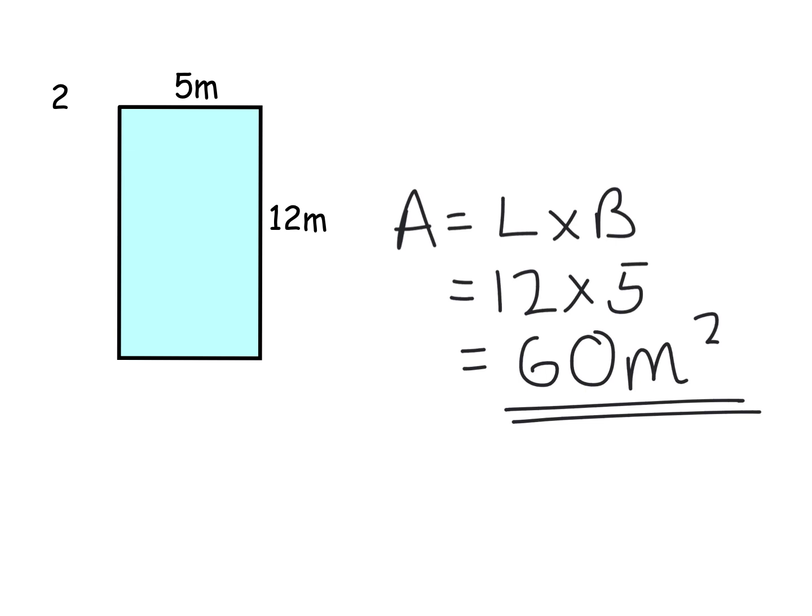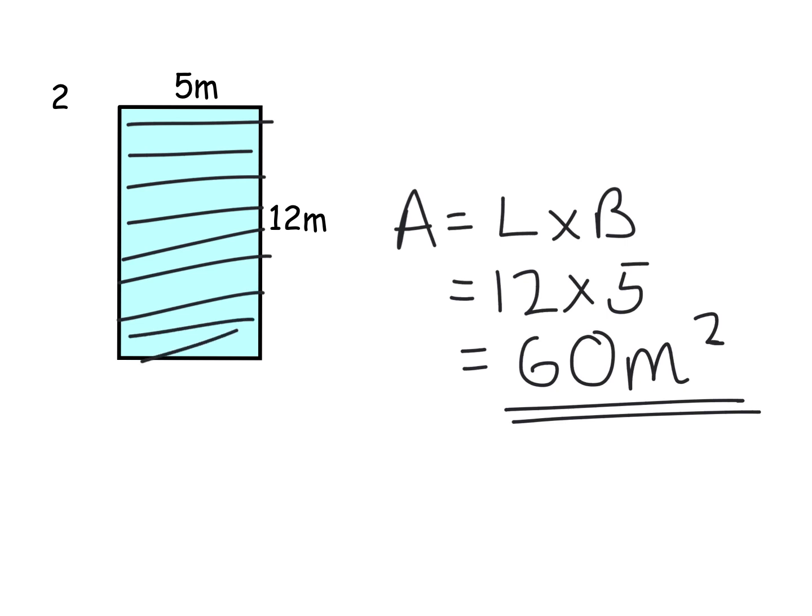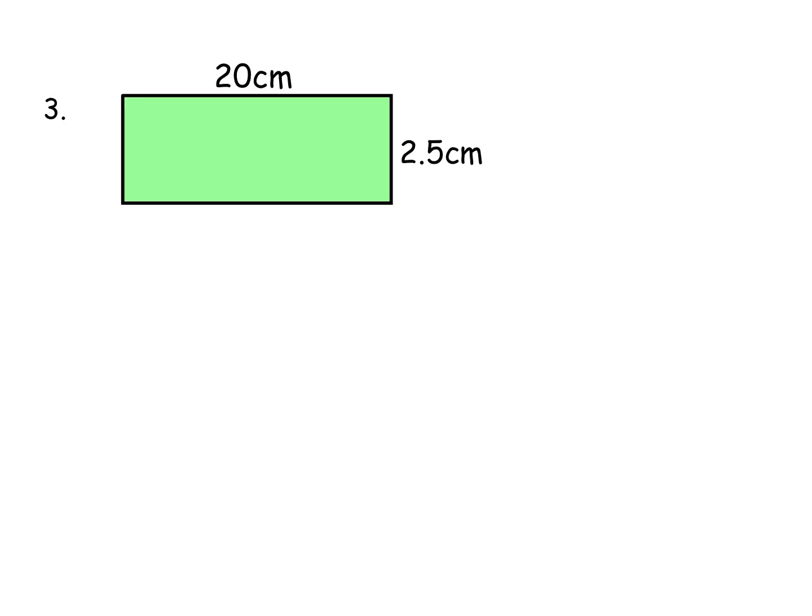It's really important to get into the habit of putting on units of measurement. Remember, it's not just metres, because that would be like a length of a piece of string. Area is counting how many little squares there would be if we were to draw these all in like so. I've obviously not drawn that accurately, but there would be 60 tiny little squares.